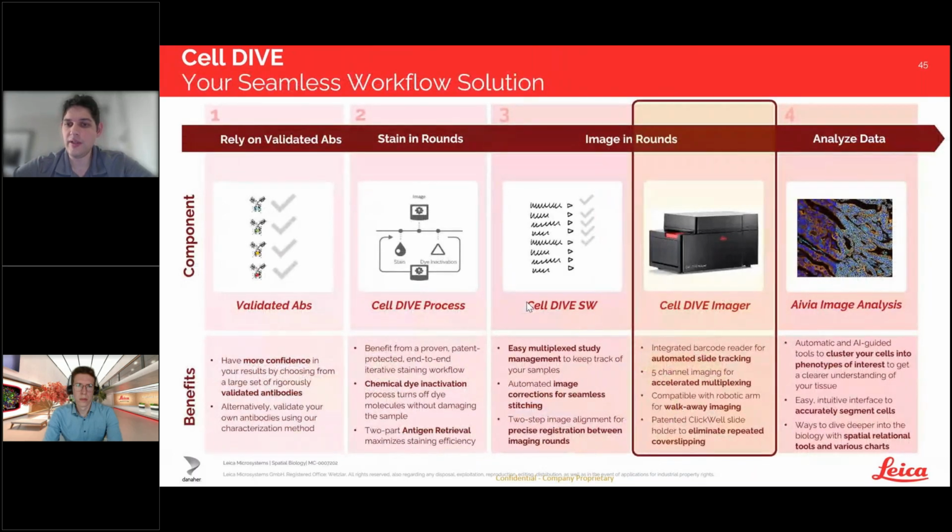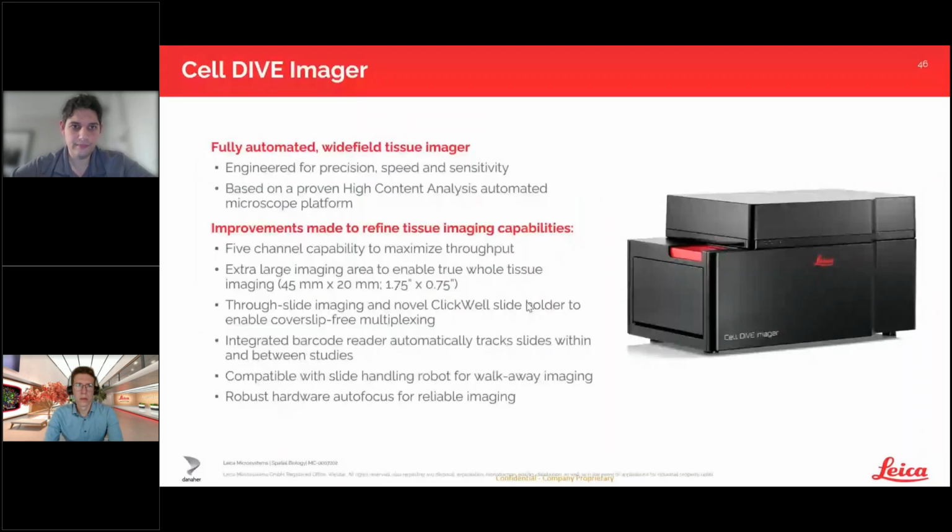Let's talk about the imager itself. The imager features an integrated barcode reader for slide tracking. It's a 5-channel imager to accelerate your multiplexing. It's compatible with robotic arms and other robotics for walk-away imaging. And it features the patented Clickwell slide holder, which eliminates repeated cover slipping. It's engineered for precision, speed, and sensitivity, and it's based on a proven high-content analysis automated microscope platform.